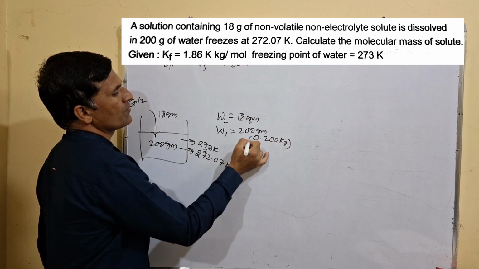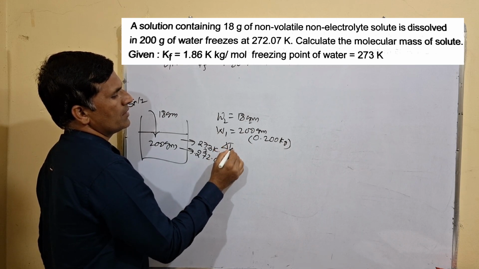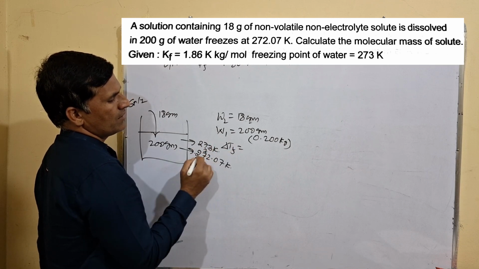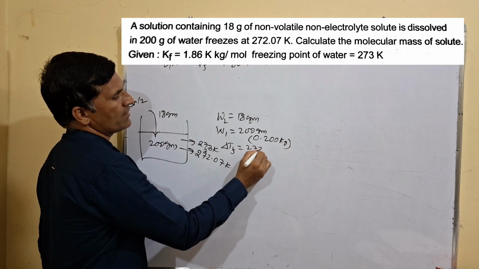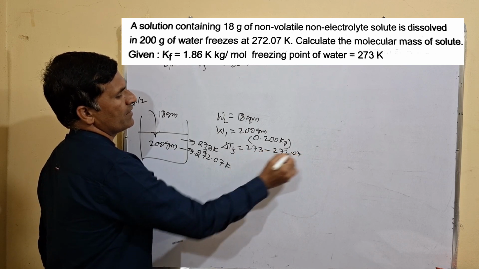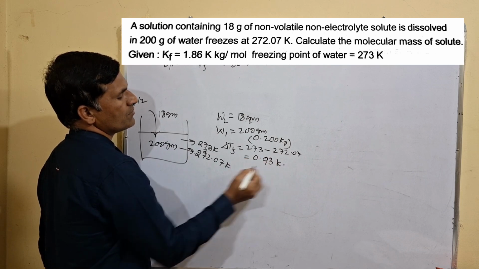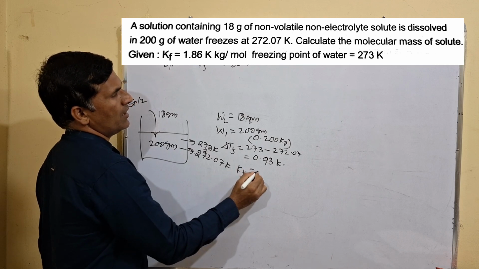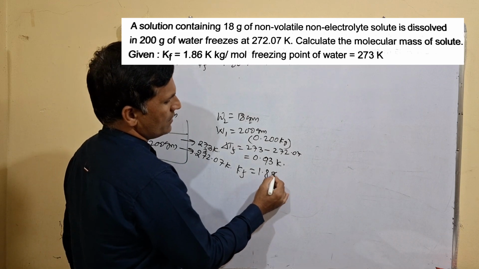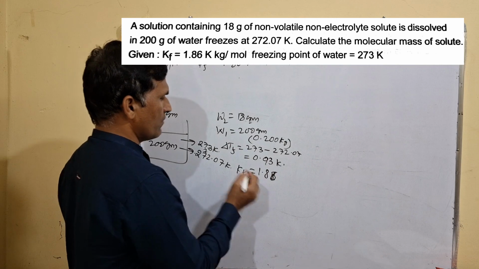kg. Okay, so then your delta TF, decrease in freezing point. I will write like this: 273 minus 272.07. So that turns out to be 0.93 Kelvin. Then last one is KF. Already it is being given 1.86 Kelvin kg per mole. So that is what is being given.